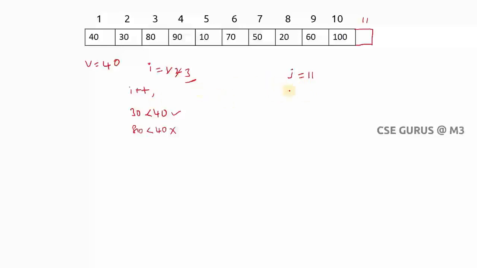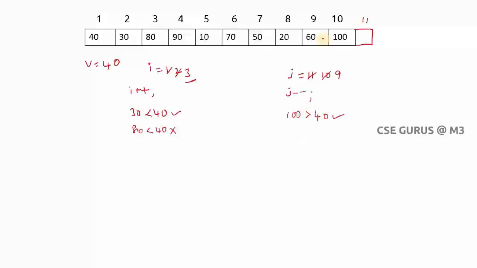Here i is incremented, and j goes in reverse: decrement the j value. Now 11 will become 10. What is at index 10? That is 100. Here you check for less than, but for j you check for greater than the pivot element. Now 100 is greater than 40, yes, true. If this condition is true, then keep decrementing until it is false.